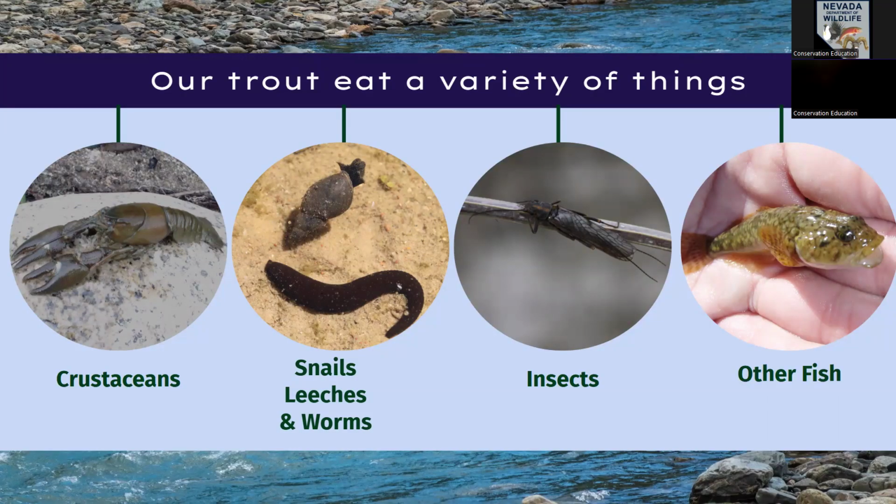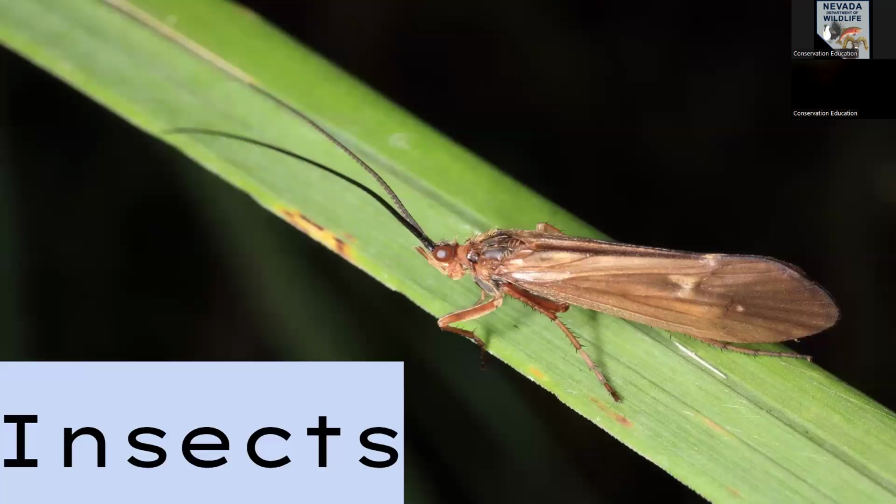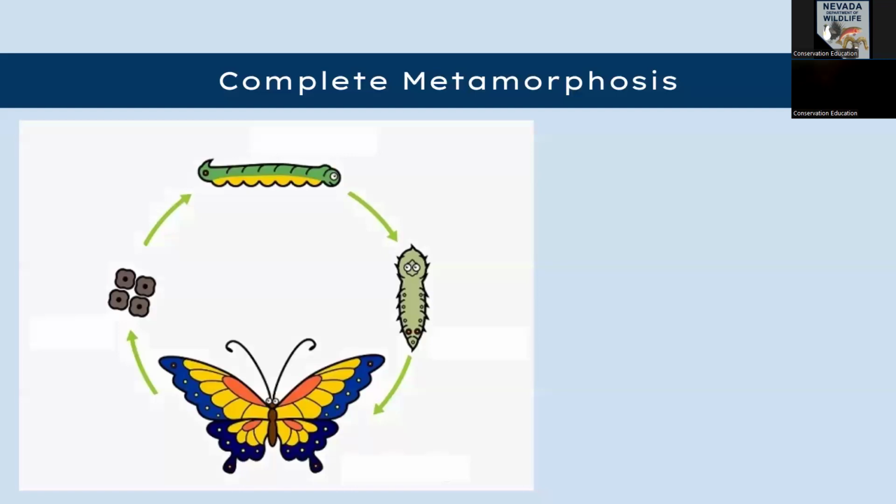So we're going to be talking about their first food group, which is going to be insects. When we're talking about the insects that trout eat, we're going to be focusing on a lot of these insects that go through these processes that I'm going to talk about now, and one of them is complete metamorphosis.